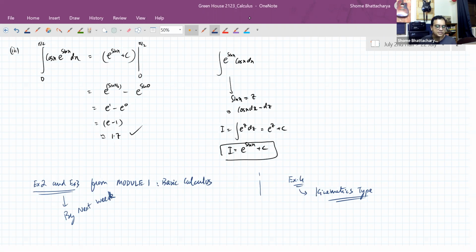Kinematics will start from the basics, regardless of what has happened in the board lecture, because that is a separate thing. So don't worry about that.